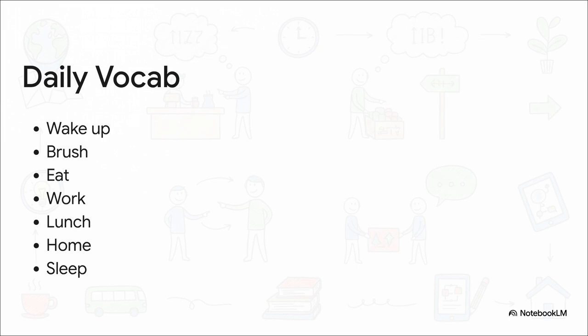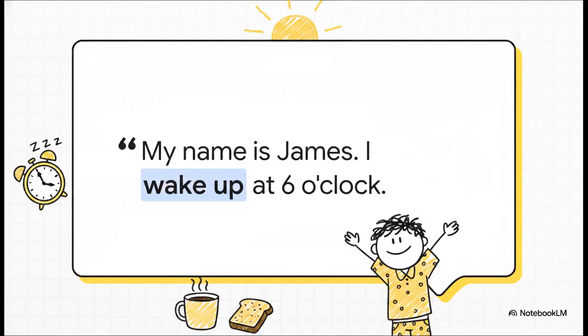A list is abstract. A list is easily forgotten. Instead, it drops those words immediately into a working context. It stitches those isolated words right into a simple, highly relatable mini narrative. The learner isn't agonizing over syntax, they are simply listening to a guy named James describe his morning. He wakes up at 6, brushes his teeth, eats his breakfast.